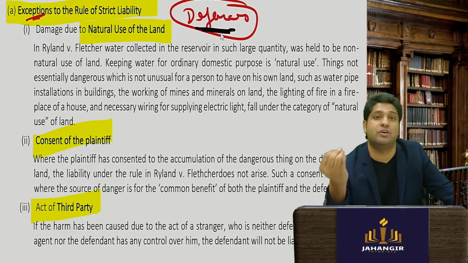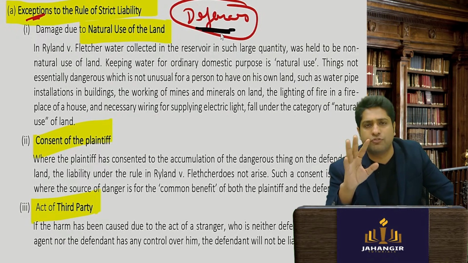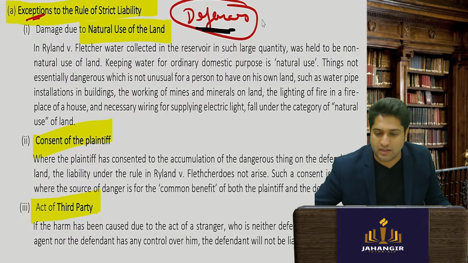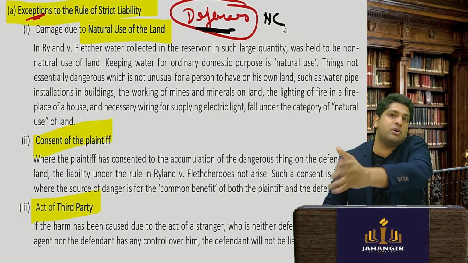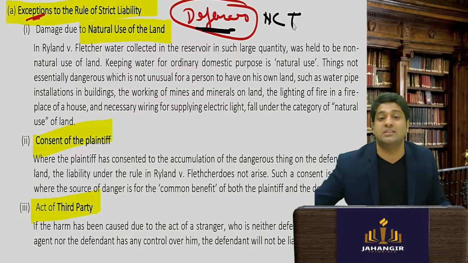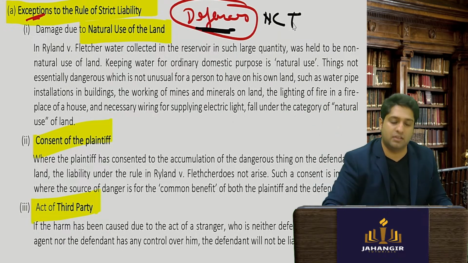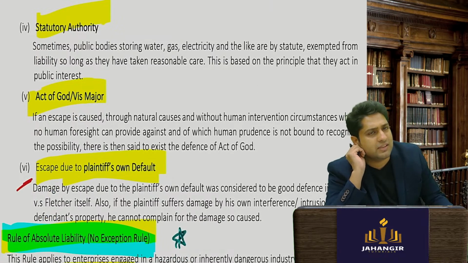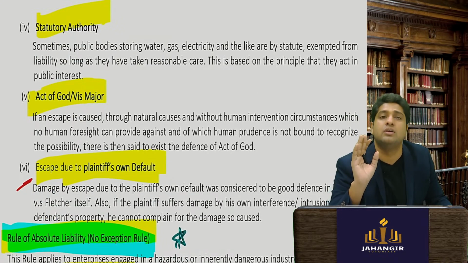So it is in favor of the defendant. First, he will say, listen, it is natural use of land. Second, he will say, plaintiff only had to give consent. I have your consent in writing. Third, I didn't do anything. It is a third party who came and he did something wrong. Fourth is statutory authority. That I didn't do anything wrong.